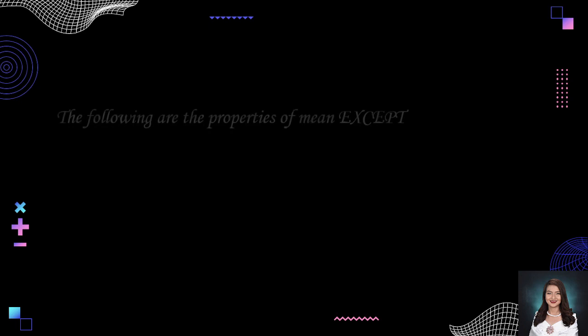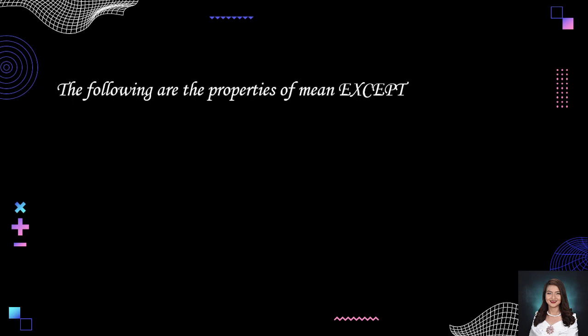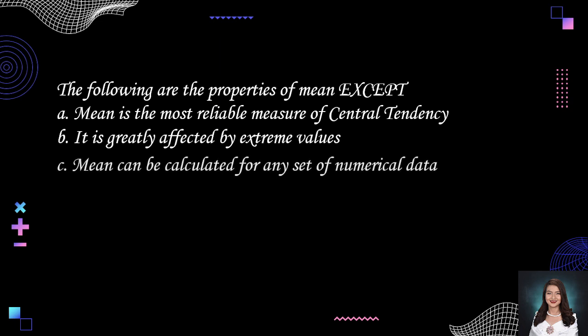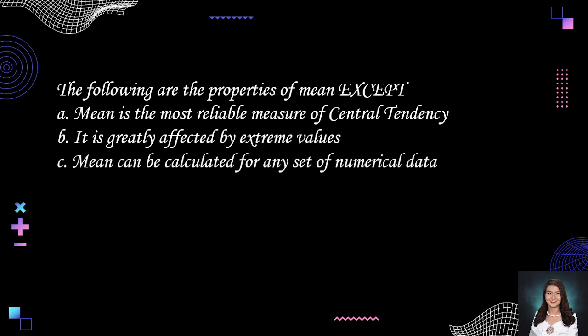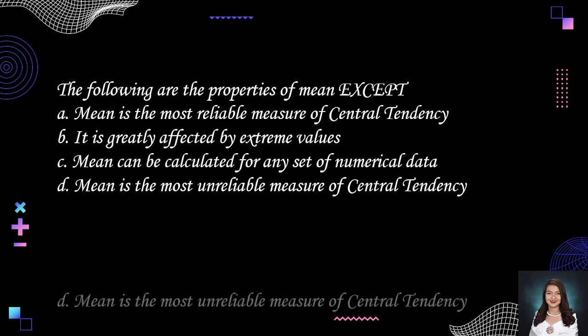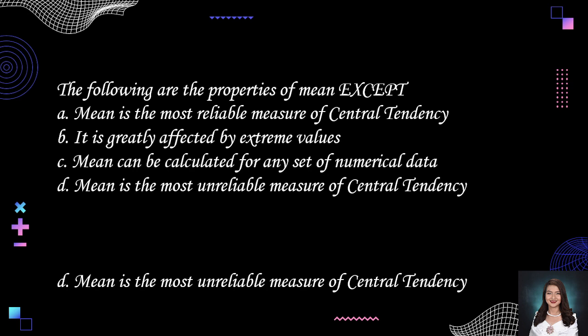Next one, the following are the properties of mean except: mean is the most reliable measure of central tendency; it is greatly affected by extreme values; mean can be calculated for any set of numerical data; or mean is the most unreliable measure of central tendency. The answer here is mean is the most unreliable measure of central tendency, because the truth is mean is the most reliable measure of central tendency.